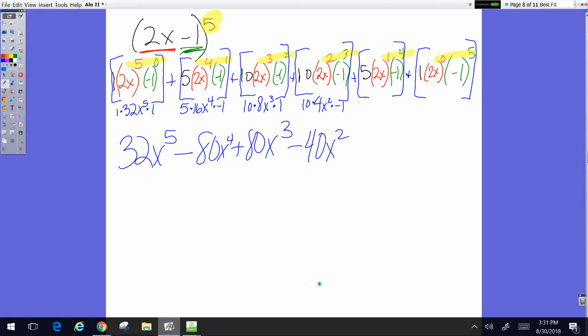Okay, the next one is 5 times 2x times 1. 5 times 2 times 1 is 10. And the next one is 1. Anything to the 0 power is 1, times negative 1. What is 1 times 1 times negative 1? Negative 1.